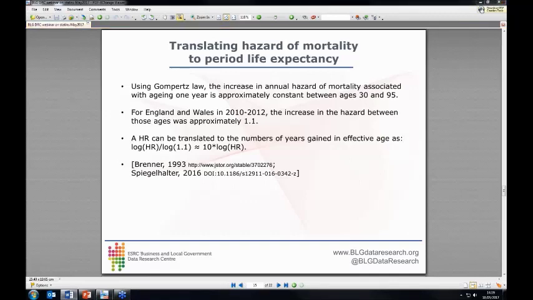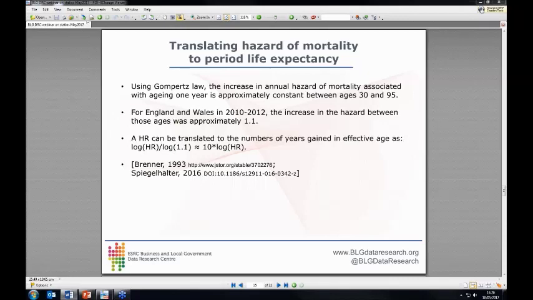Using Gompertz's model, the increase in annual hazard of mortality associated with aging 1 year is approximately constant between ages 30 and 95. For England and Wales in 2010 to 2012, the increase in the hazard between those ages was approximately 1.1. Based on this information, a hazard ratio can be translated to the number of years lost or gained in effective age by dividing the log hazard ratio by the log increase in annual hazard of mortality associated with aging 1 year. In other words, it's dividing the log hazard ratio by the log of 1.1.